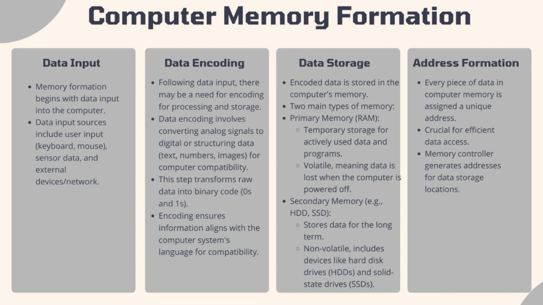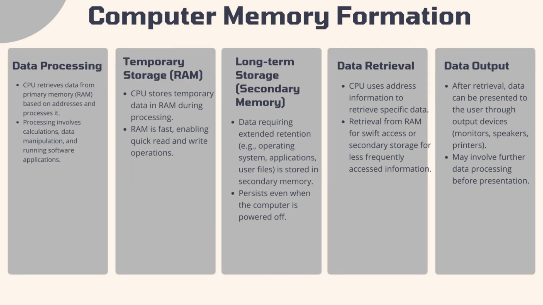Each piece of data is given a unique address for easy access. The computer's brain, which is the CPU, retrieves and processes data from RAM, which is quick, but loses data when the computer is turned off. Long-term storage keeps data even when the computer is turned off. Retrieving data involves using these addresses with RAM, quickly providing frequently used data, and secondary storage for less common data.